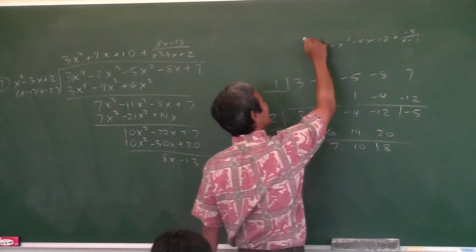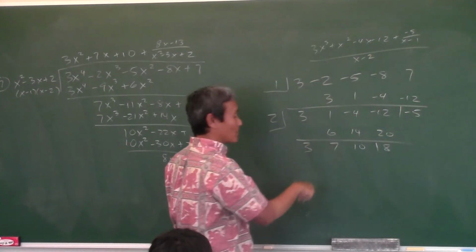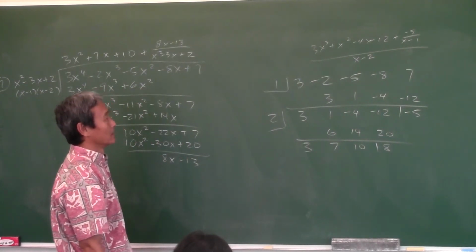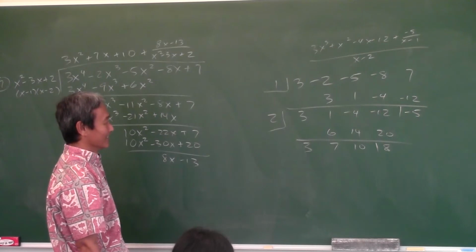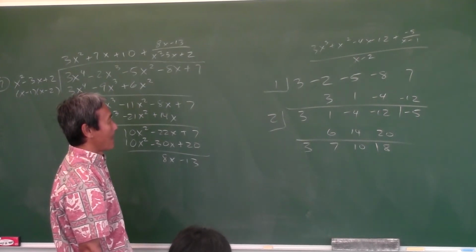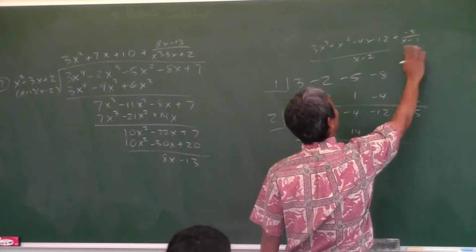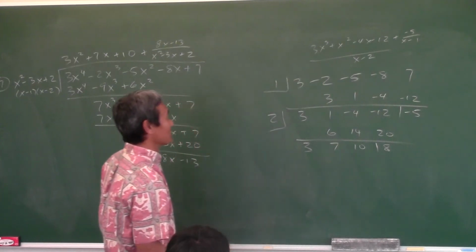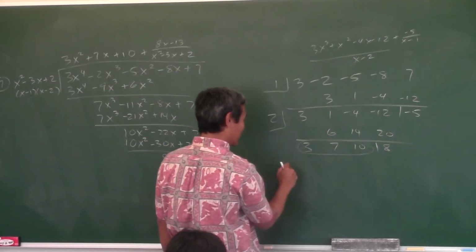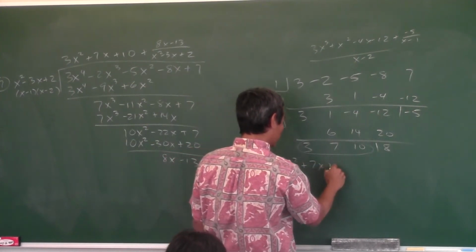Okay, so if I were to divide this whole thing by x minus 2, that's what I just did here. Okay, so what? No, you know what? I didn't divide this part. I only divided that part by x minus 2. That's a mistake. Okay, what do you get? What does this stand for? 3x squared plus 7x plus 10.